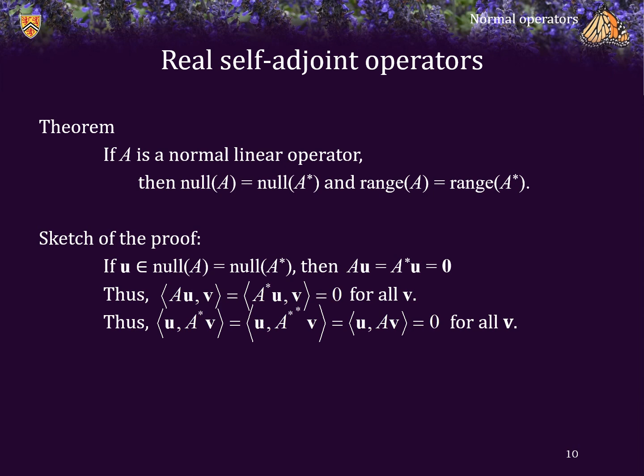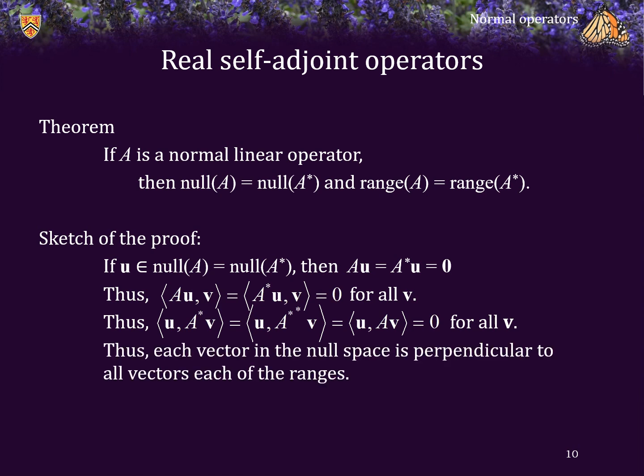Now, if that is true for all v, then the range of both A and the adjoint of A is simply the image of that operator applied to every vector in V. Consequently, that means that the vector u in the null space is perpendicular to the range of both A and the adjoint of A. Thus, each vector in the null space is perpendicular to all vectors in each of the two ranges.